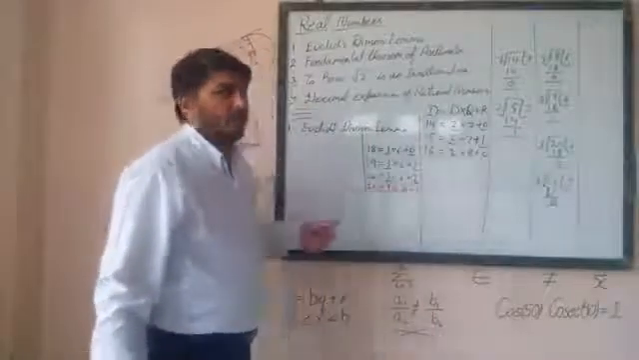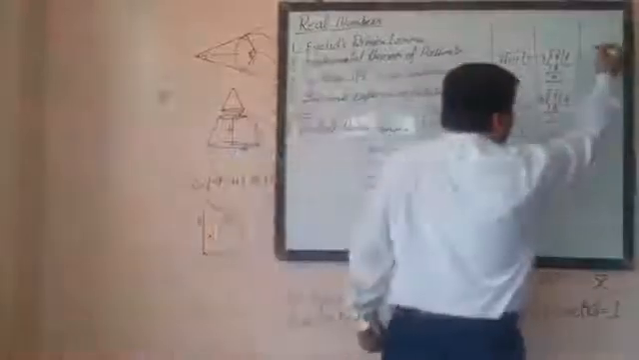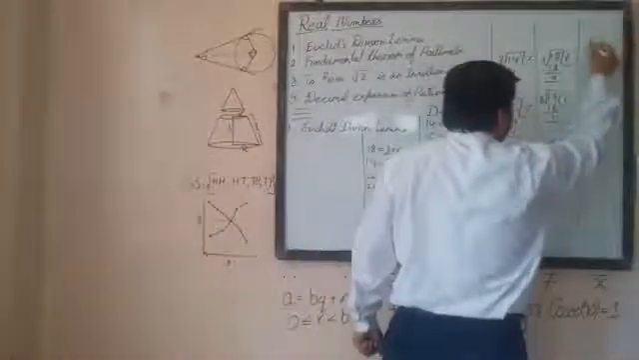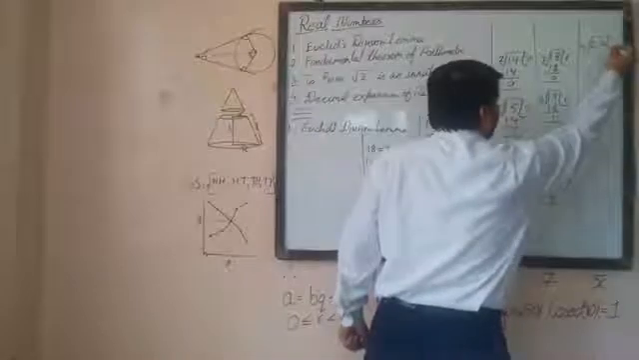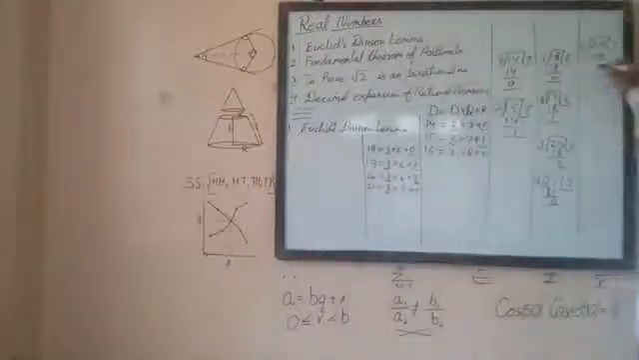Now, what happens when our divisor is 4? Let us go with an example. Let us take our dividend as 20. Divisor is 4. 4 fives are 20. Our remainder becomes 0.